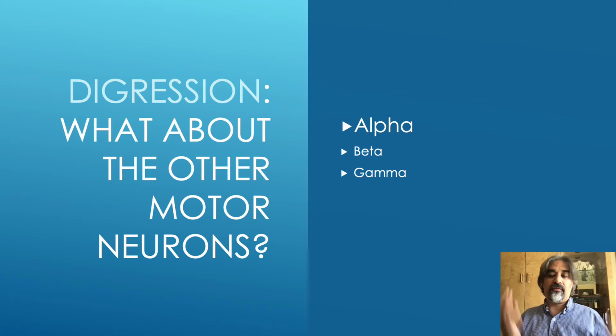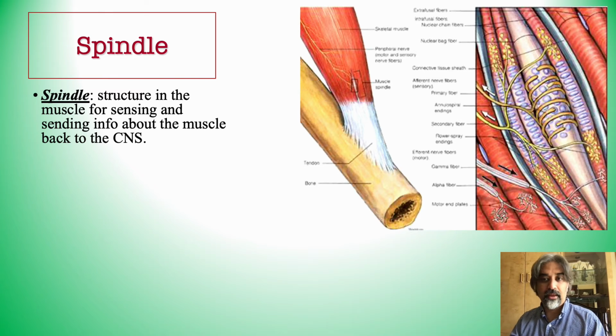So we've covered alpha motor neurons, but beta and gamma are important too. They're involved in the muscle spindle, which I'm going to explain to you. This is a complete digression, but I love teaching it. You'll hear a lot about the spindle if you talk to osteopaths or deal with spasticity.